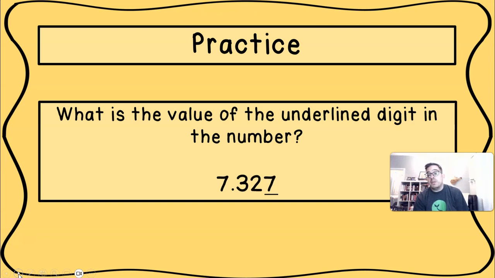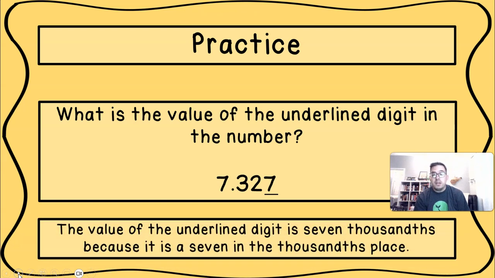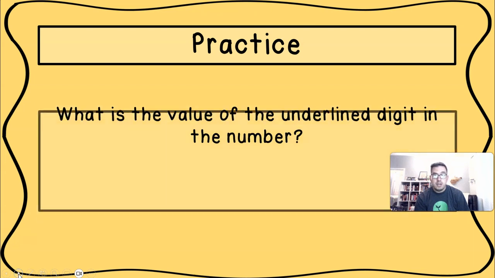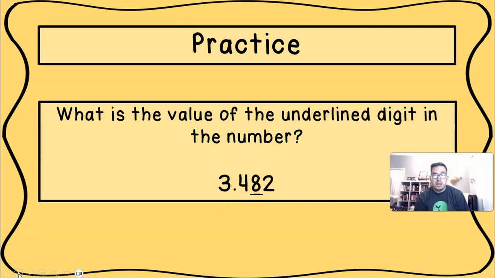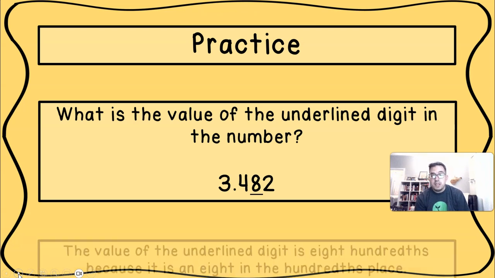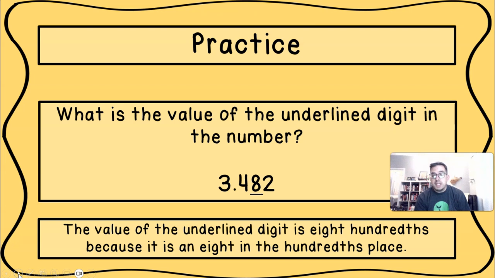So what is the value of the underlined digit in this number? So we have 7 and 327 thousandths. And the value of the underlined digit is 7 thousandths because it is a 7 in the thousandths place. Okay, and what is the value of the underlined digit in this number? 3 and 482 thousandths. Well, the value of that underlined digit is 8 hundredths because it's an 8 in the hundredths place.